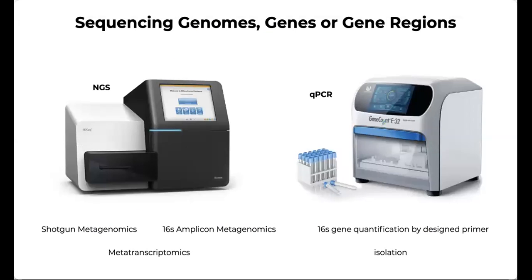Through these studies, taxonomic classification, genomic classification, and even variant-based classification can be performed primarily with the help of next generation sequencing, a high throughput method. But of course, if you know the target species or target members of the microbiome that you want to quantify, then you can also use qPCR to quantify them.